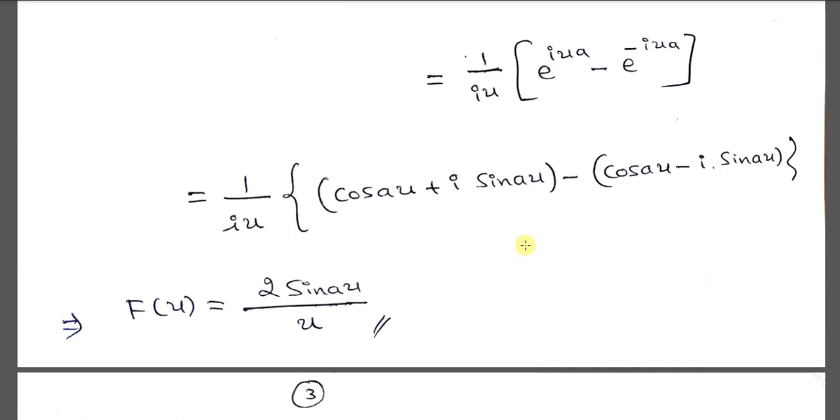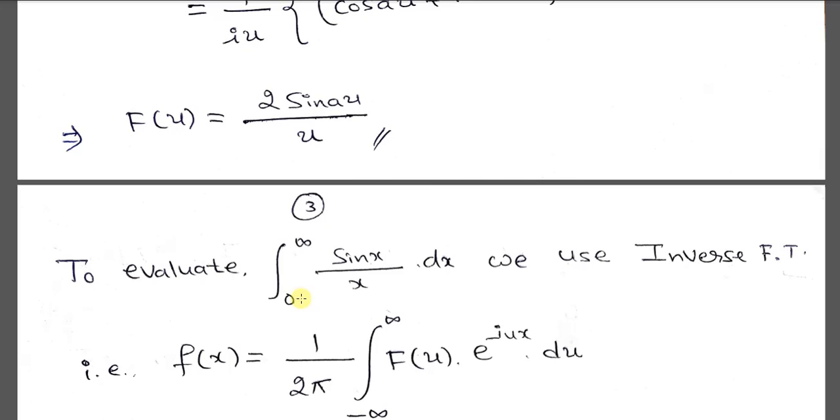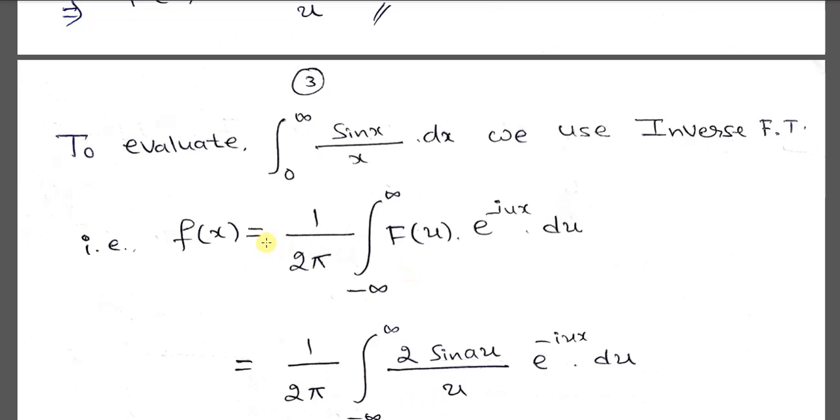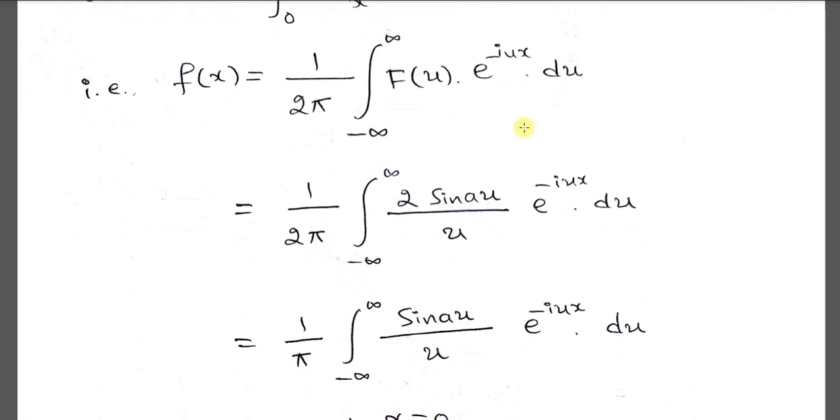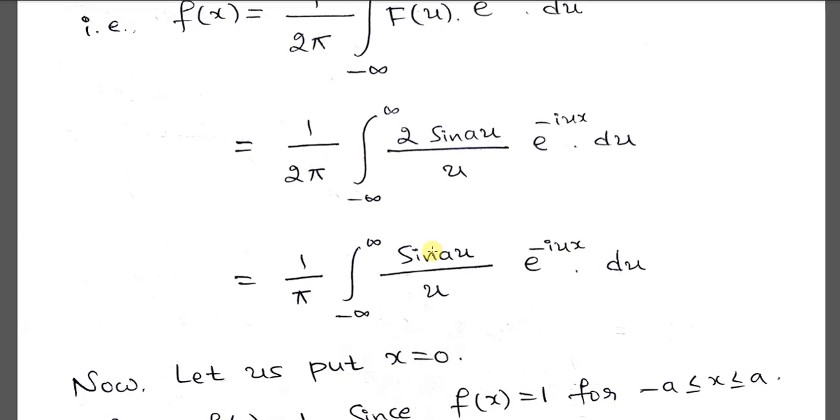Now we have to evaluate the second term, that means integration 0 to infinity sin x by x. This value we have to find out, and as I mentioned earlier, we have to start with the inverse Fourier transform. So write down the formula first. The formula for the inverse Fourier transform is f of x equal to 1 by 2 pi integration minus infinity to plus infinity f of u e power minus iux into du. Substitute the value of f of u. In this case the answer is 2 sin au divided by u. So 2 cancels, 1 by pi outside, sin au by u into e power minus iux into du.